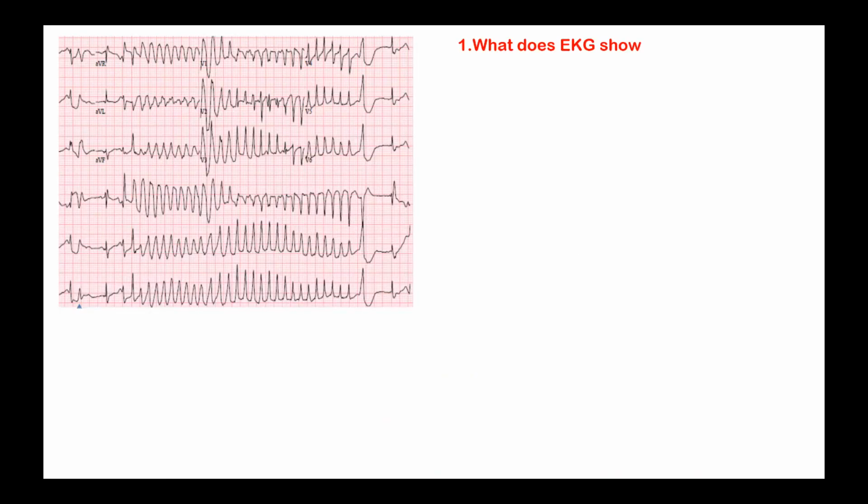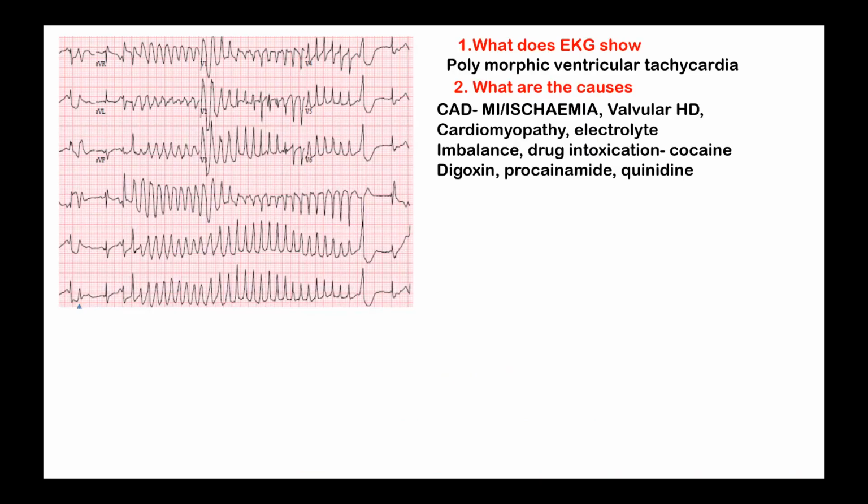What does the ECG show? It's an irregularly irregular rhythm, sir. Wide QRS complexes. Polymorphic ventricular tachycardia. Right. Okay. What are the causes of that?